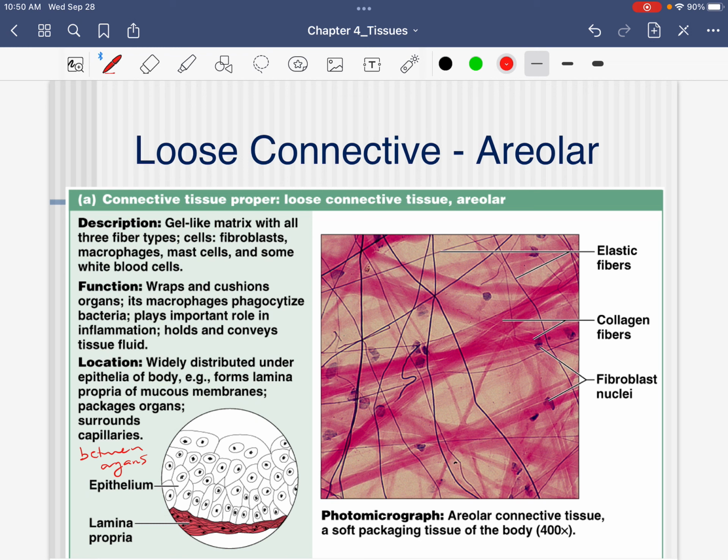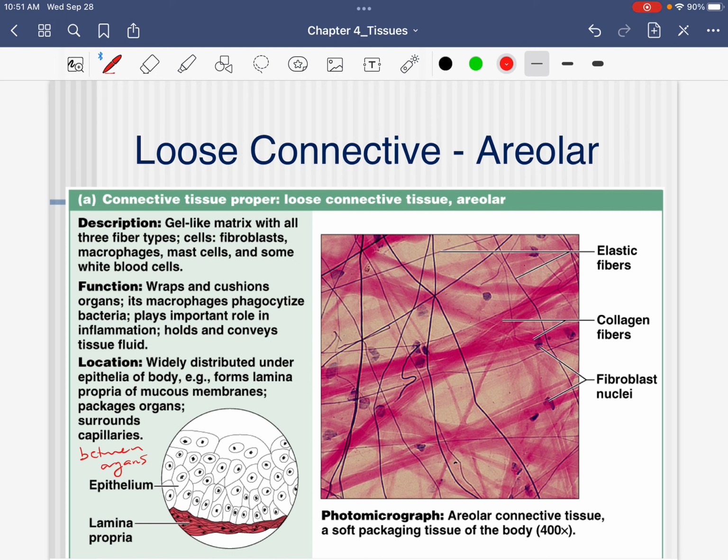Yes, it's found under the skin. Yes, it's found around organs, but I'm just trying to pick examples that are easier. So our example that you'll want to review for our next lecture exam for areolar connective tissue is, it is found between organs. And in fact, what's its function?